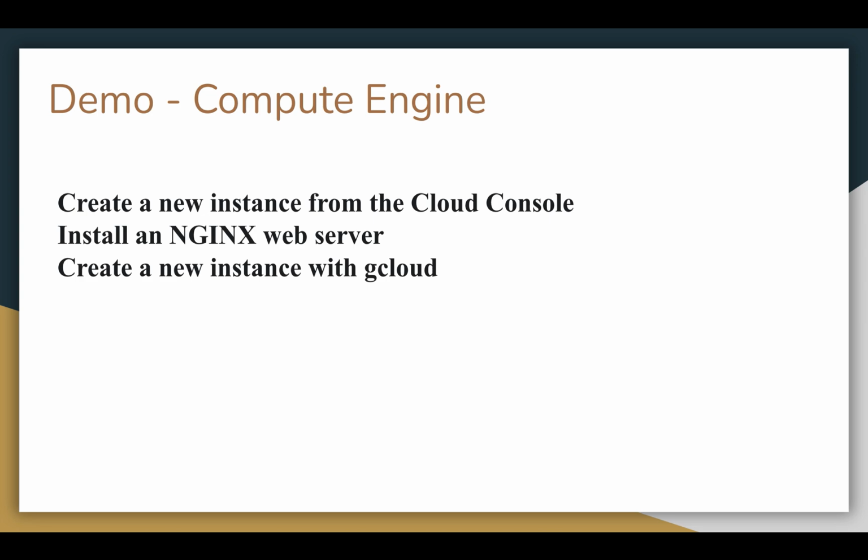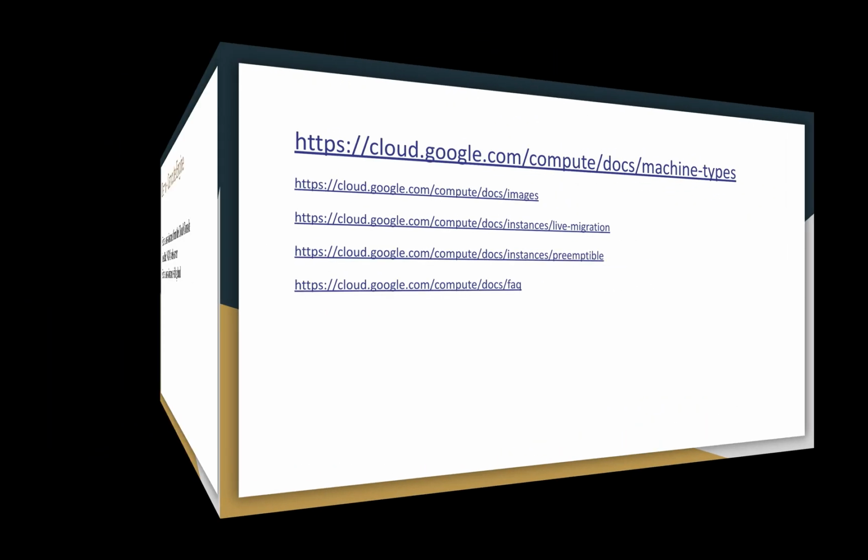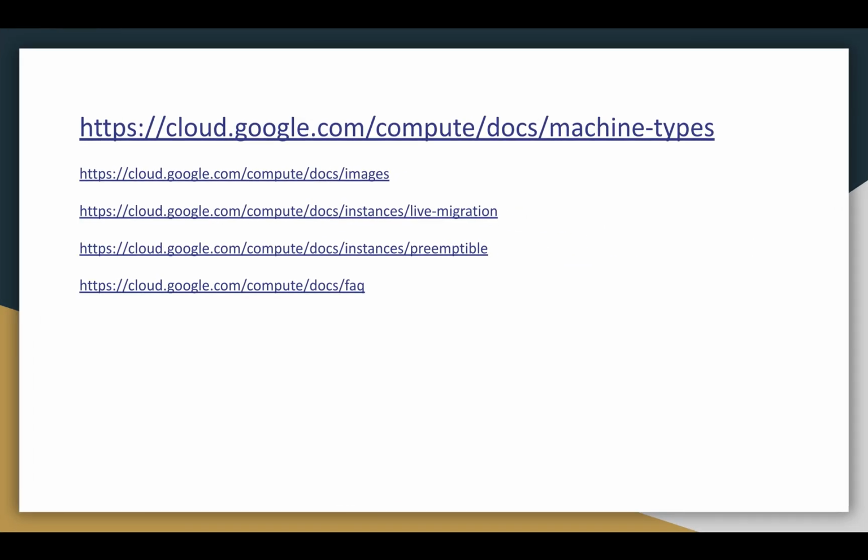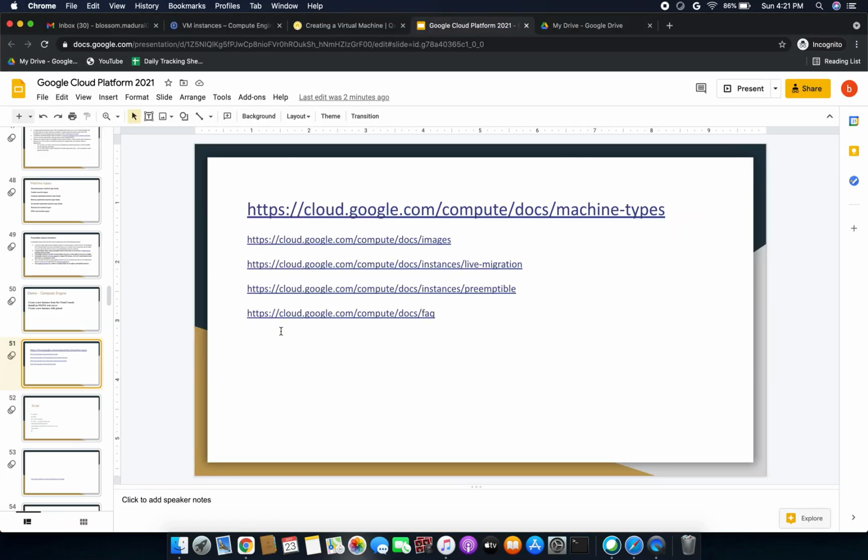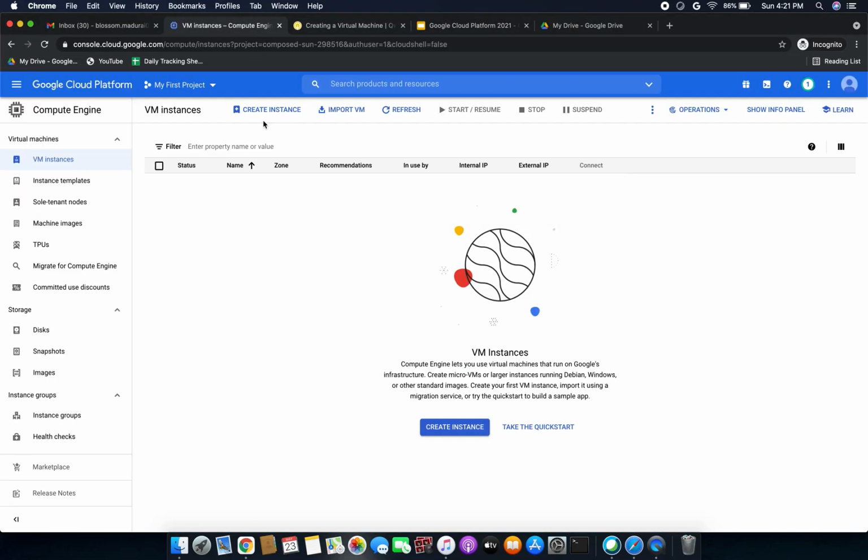Hi friends, today we are going to see the demo of Compute Engine. Today we are going to create a new instance from the cloud console. We are going to install an NGINX web server and we are going to create a new instance with gcloud. So in this lab, we are going to see only the first two steps. In our upcoming video, we will see the third one. Okay, let's start the lab.